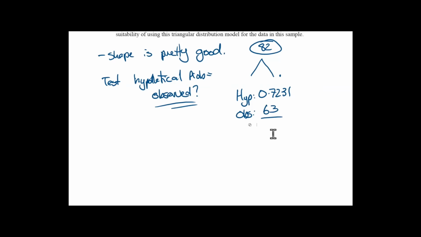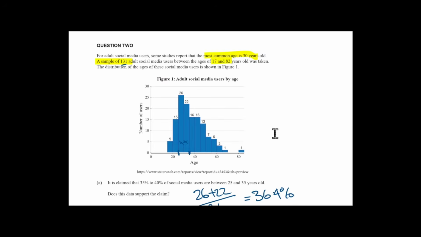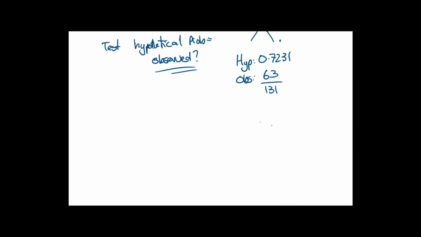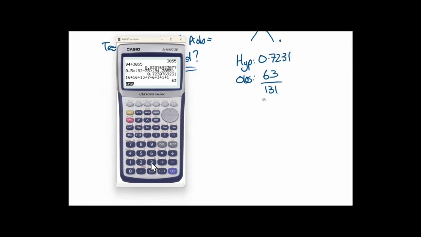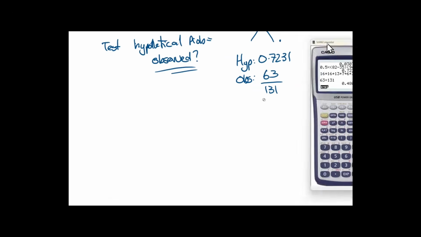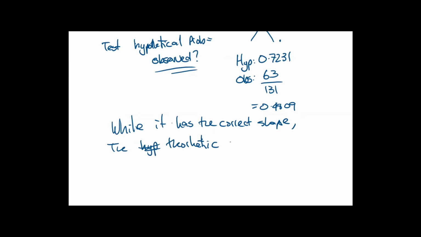And how many were there to begin with? We have to scroll back up to the top. There were 131. So let's work out how close these are. 63 divided by 131. I think it's probably going to be a bit low. Yeah, 0.4809.